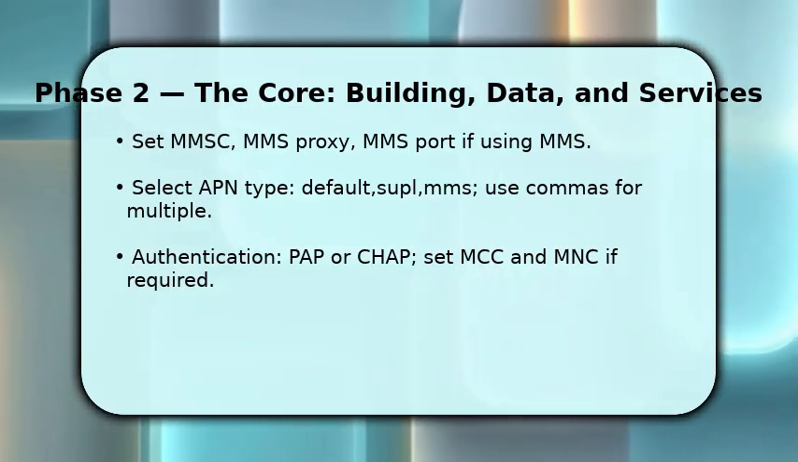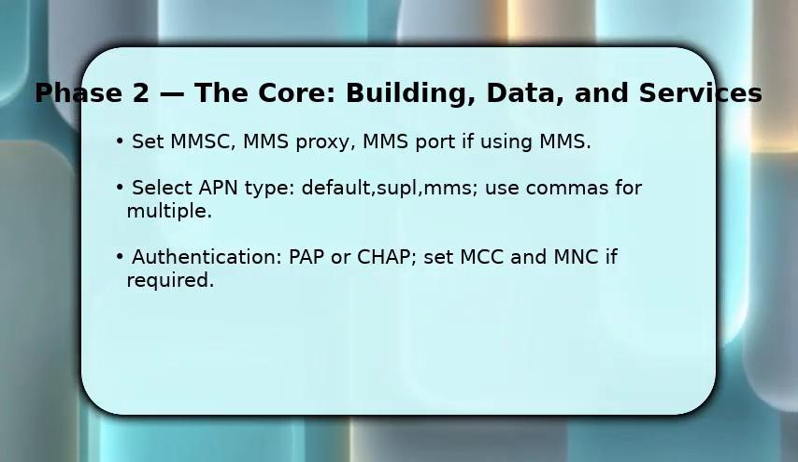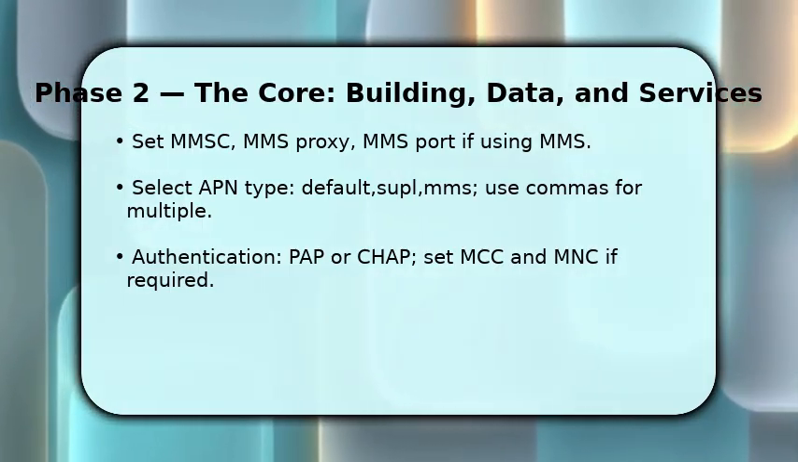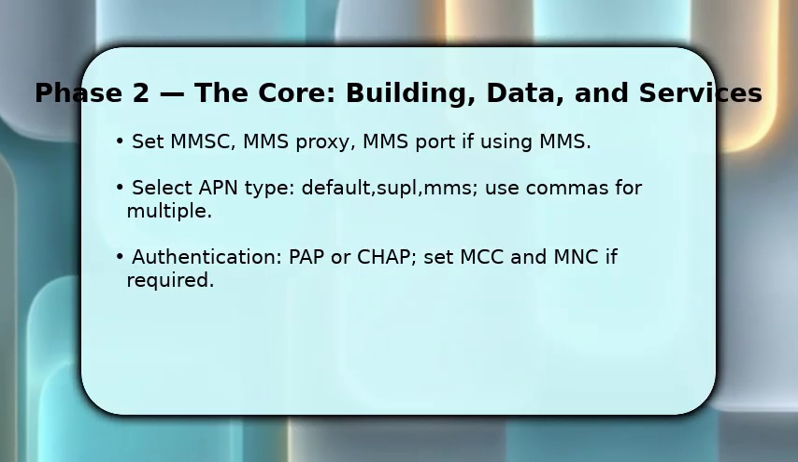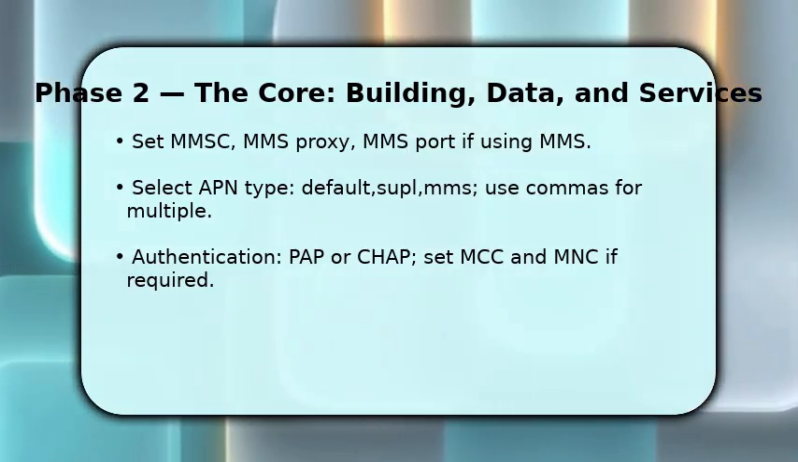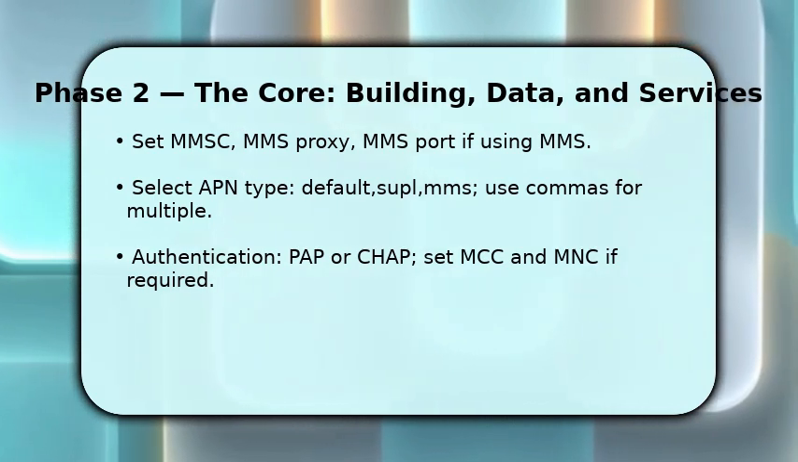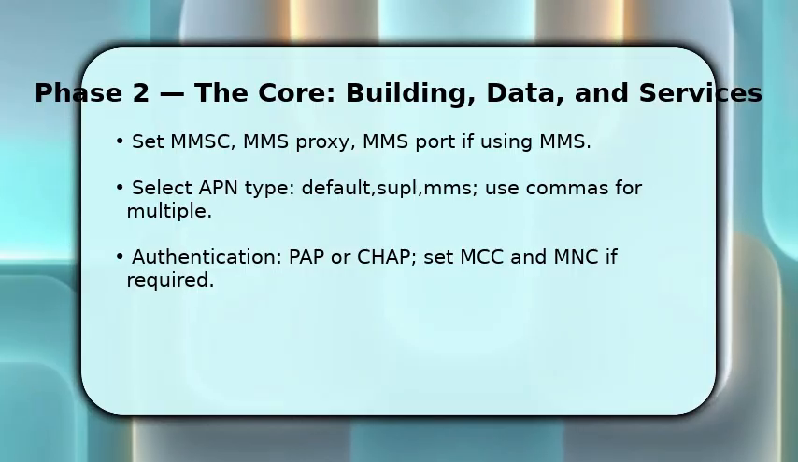For APN type, type default, SUPL, MMS to enable general internet, assisted GPS, and MMS together. Set authentication to PAP or CHAP per Airtel's instructions, and confirm MCC and MNC match your carrier. These numeric codes ensure the network recognizes your SIM.